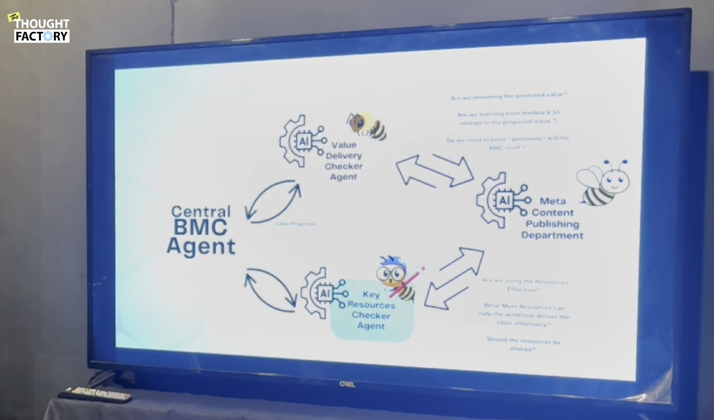So this is an illustration of an agentic workflow, a very narrowed down one. This is the central BMC agent, the one dealing with the BMC. Imagine we have an agent that is just responsible for maintaining the integrity of the BMC, and it makes sure that it is delivered across all the workflows that it connects to.